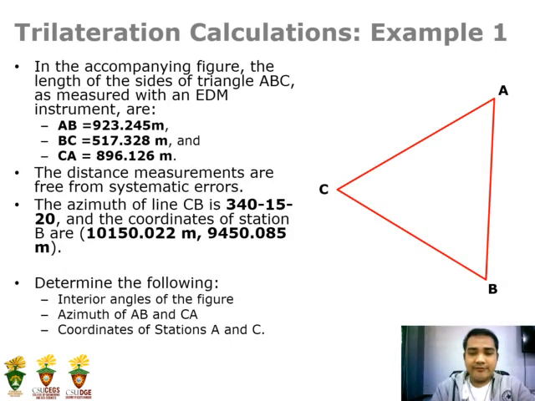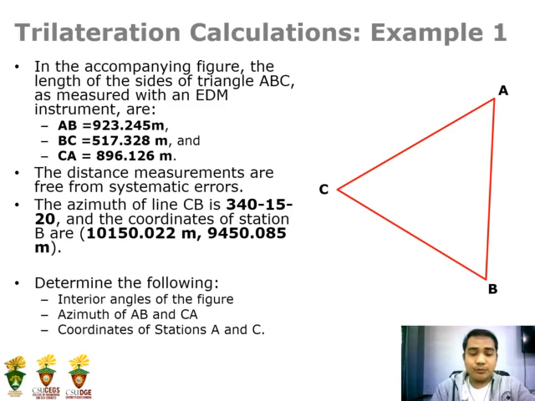Alright, so let's try to solve this example in trilateration, on the process of calculating the trilateration problem. It states here that in the accompanying figure, the lengths of the sides of triangle ABC as measured with an EDM are AB to be 923.245 meters, BC to be 517.328 meters, and CA to be 896.126 meters. The distance measurements are free of systematic errors, and the azimuth of the line CB is 340 degrees, 15 minutes, and 20 seconds.